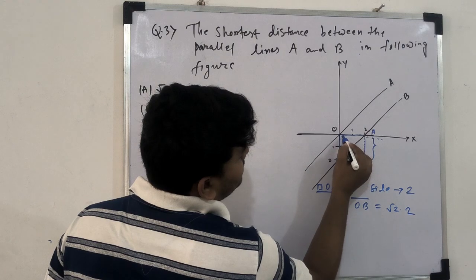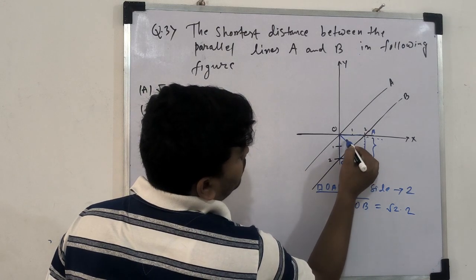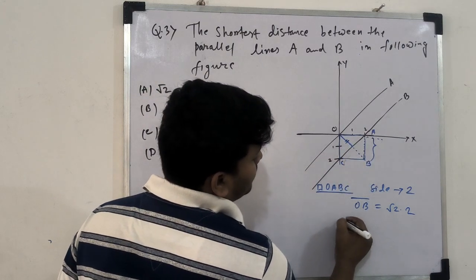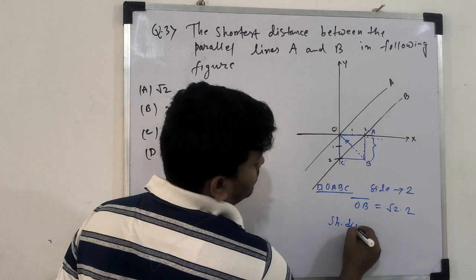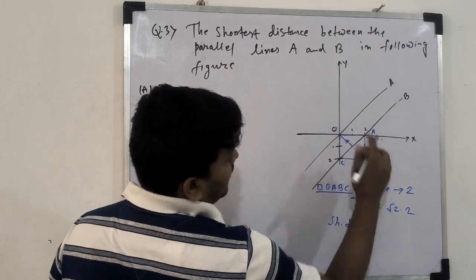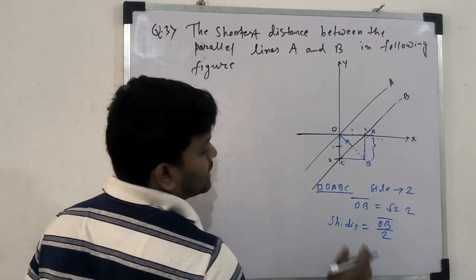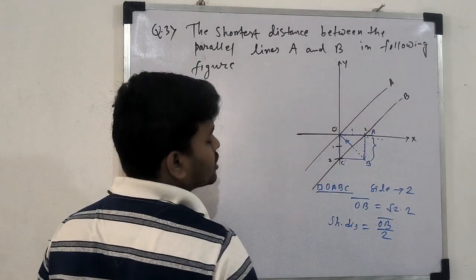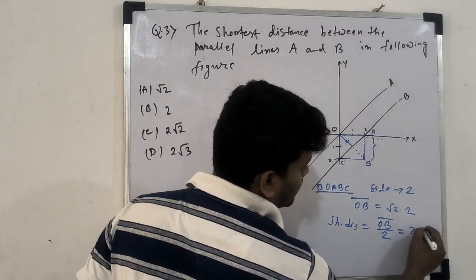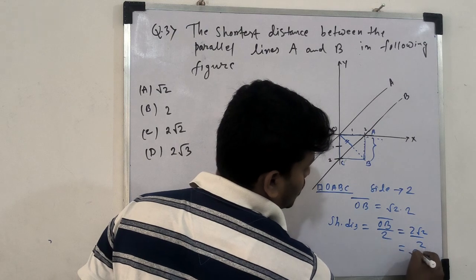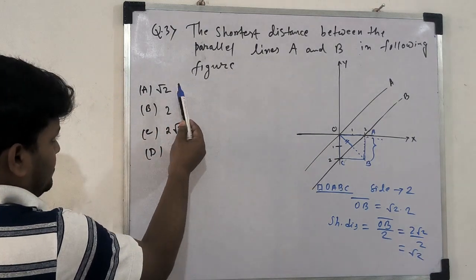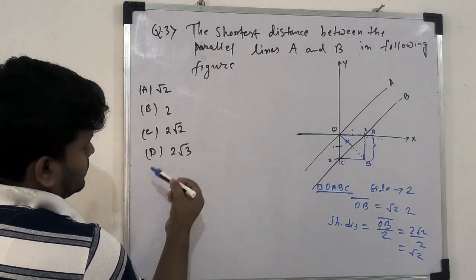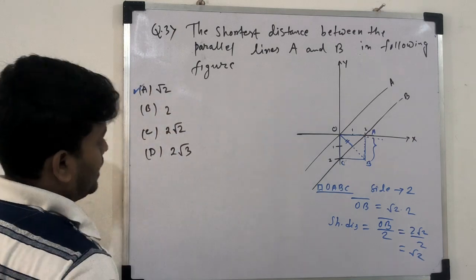So the shortest distance we have to find will be the diagonal OB by 2, that is, half of this diagonal will be the required shortest distance between these two lines A and B. Therefore this will be root 2. Options are given, and root 2 is the right option.